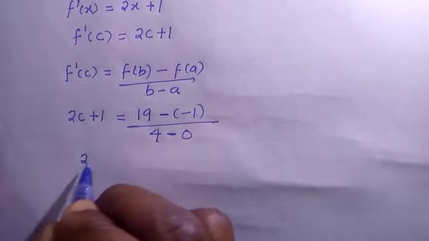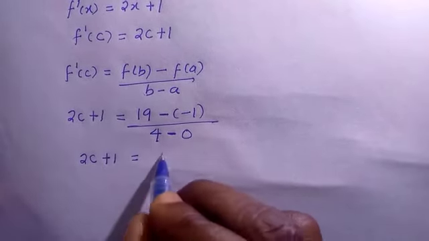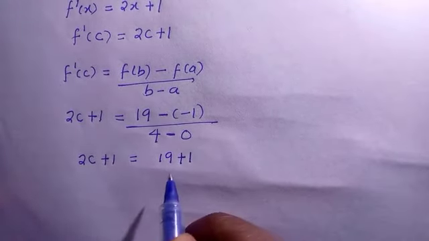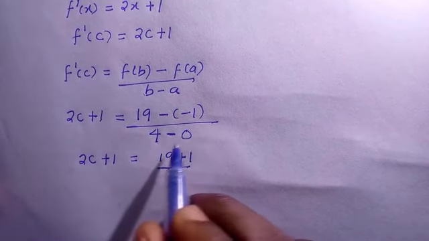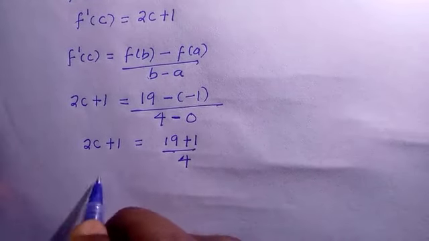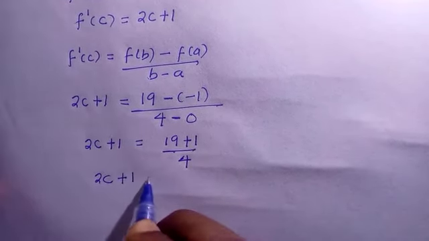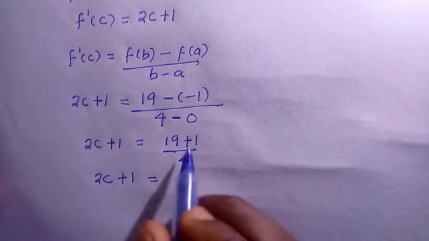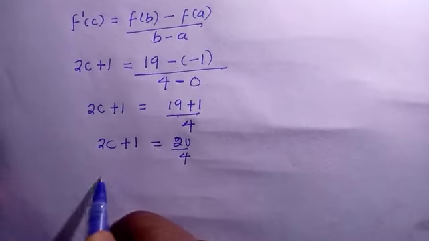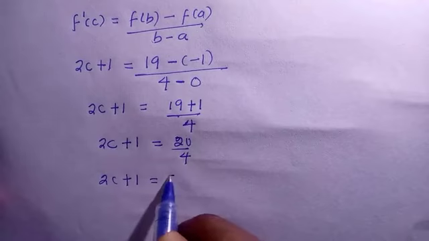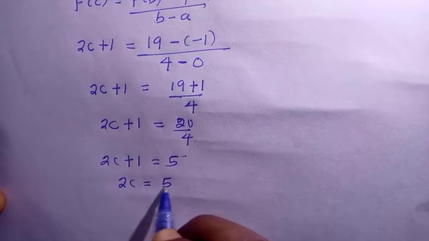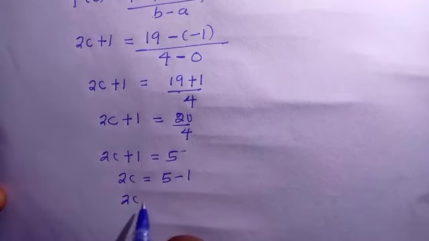Let's further simplify just to get the value of c, because that's our aim, to know that constant value in the open interval a comma b. All right. So minus minus is plus. We have 19 plus 1, and 4 minus 0 is still 4. So the entire thing is 2c plus 1 equals 19 plus 1, which is 20, divided by 4. Then we have 2c plus 1 equals 5. If we transfer 1 to the other side, it becomes negative. We have 5 minus 1, and 2c equals 4.